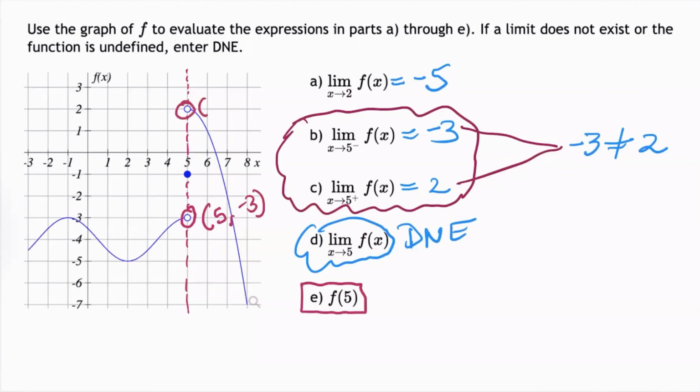Likewise, this circle with coordinates x equals 5 and y equals 2 is not on the graph of f of x. However, this closed circle is a point on the graph of f of x, and its coordinates are 5, -1. So when x equals 5, y equals -1. That means that f of 5 is -1.